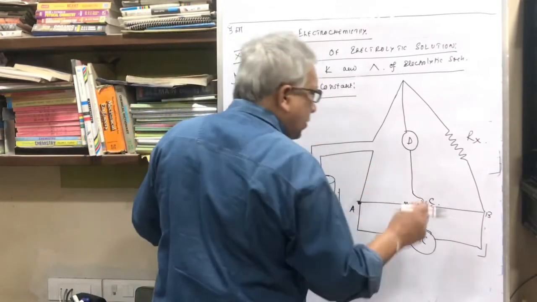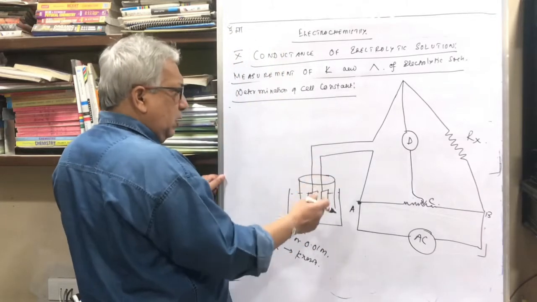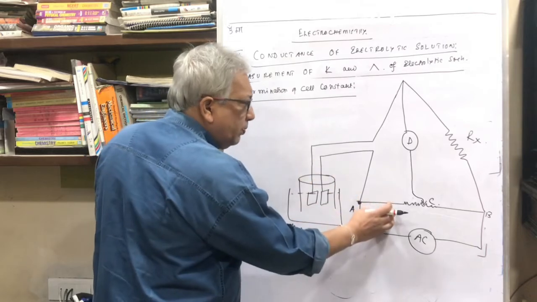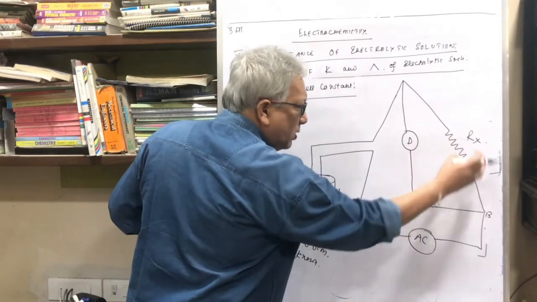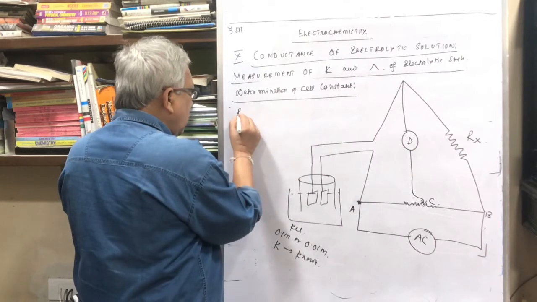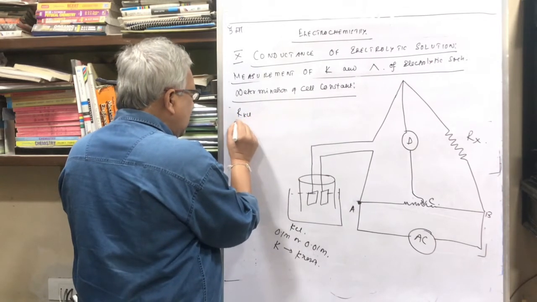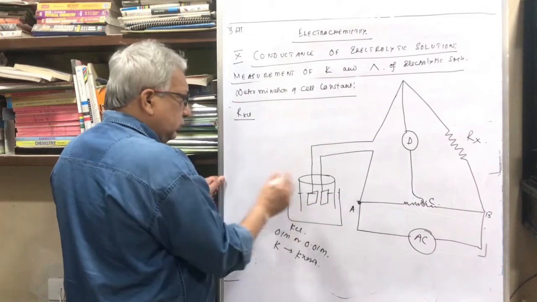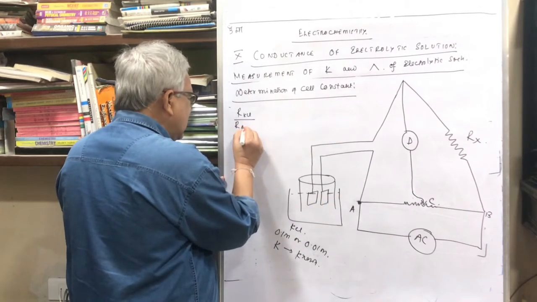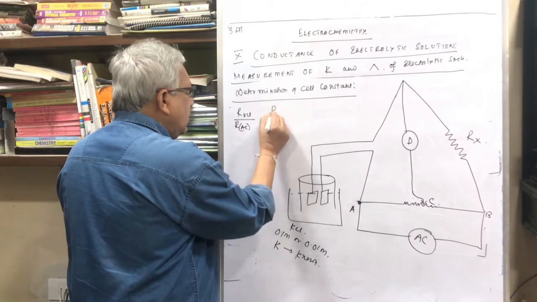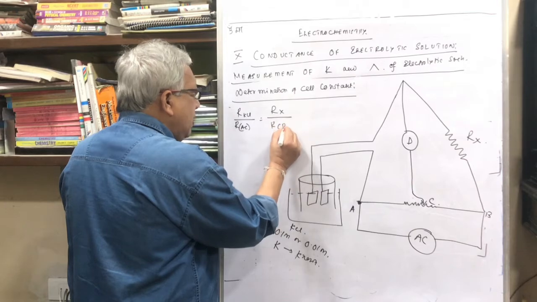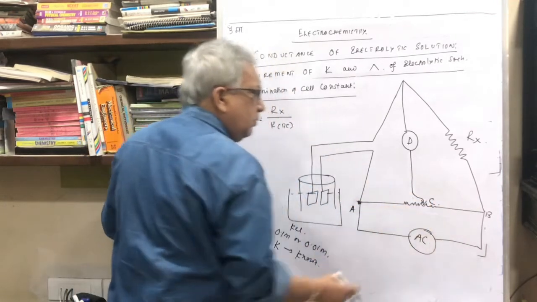Now at this time, as you have done in physics, the resistance of this upon the resistance of this is equal to the resistance of this upon the resistance of this. So I will say the resistance of KCl upon the resistance of AC is equal to the known resistance X upon the resistance of BC.